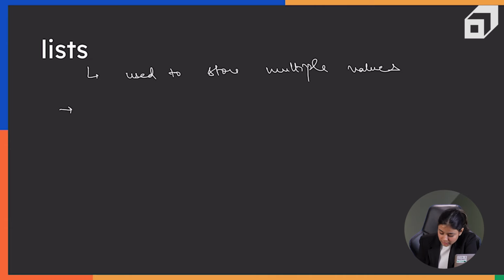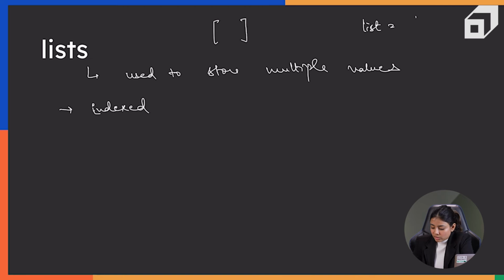Number 1, this is an indexed sequence or an indexed collection. How do I create a list? I create a list using square brackets. So if I want to create a list in code, I'll say list is equal to this. This will create an empty list for me. And I can also put any values in this. So I can place 1, 2, 3. So this will create a list for me with values 1, 2, 3.